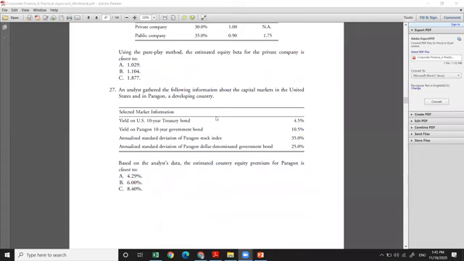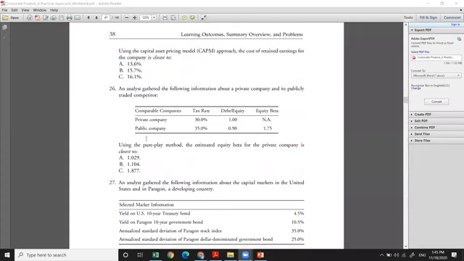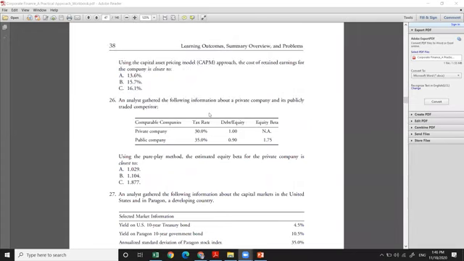Question 26, sorry. An analyst gathers the following information of the private company and the publicly traded competitor. So private company and public company here. Using the pure play method, estimate the equity beta for the private company. So first of all, coming to the asset beta for the public company, the unlevered beta, you need to get the unlevered beta.